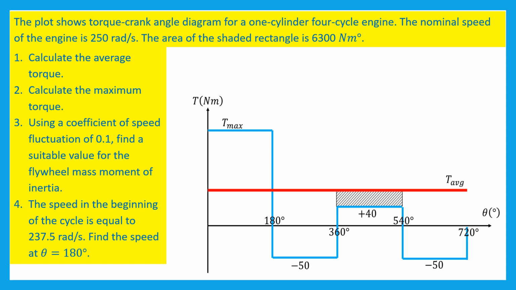Let's collect first the given data. First, we have that the nominal speed is 250 radians per second. And we have the shaded area equal to 6,300 Newton-meter degrees. Also, we have the coefficient of speed fluctuation equal to 0.1.